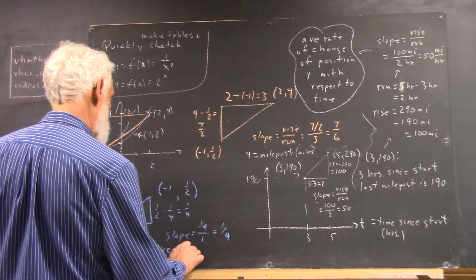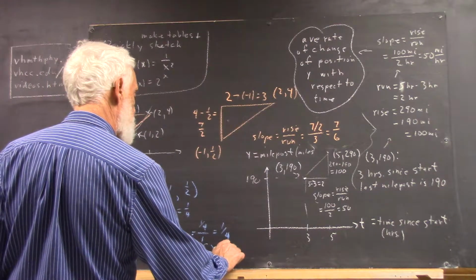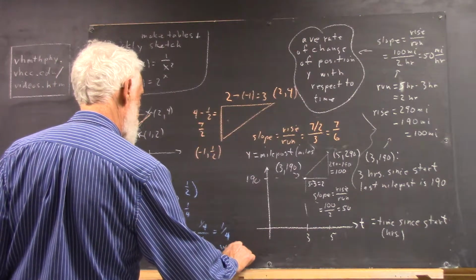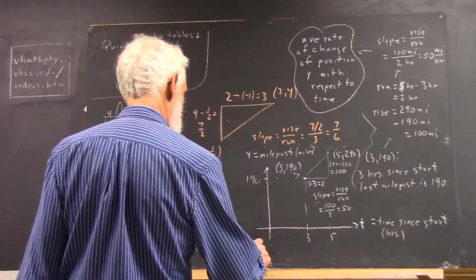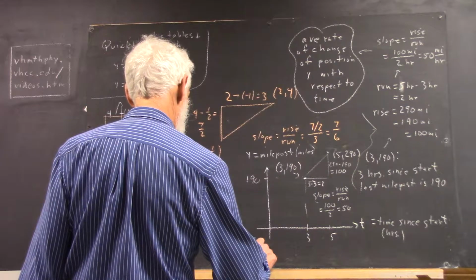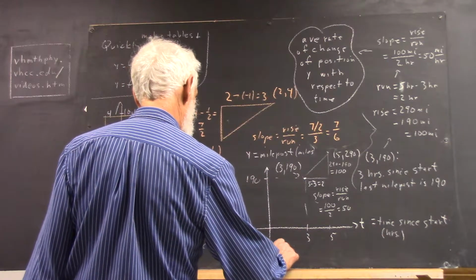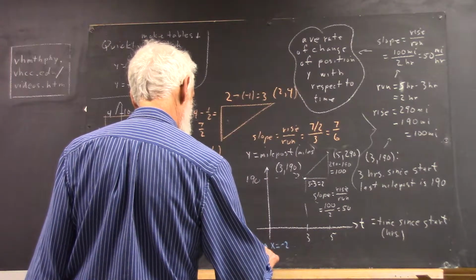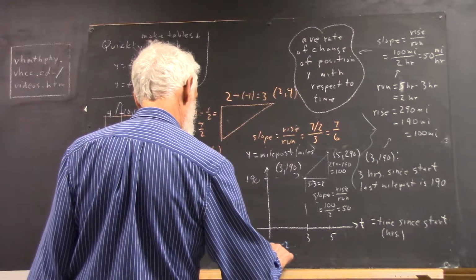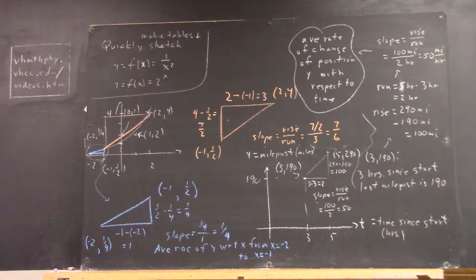I'll use ROC for rate of change of y with respect to x, I'm going to abbreviate WRTX, from x equals -2 to x equals -1. Okay, that's it.